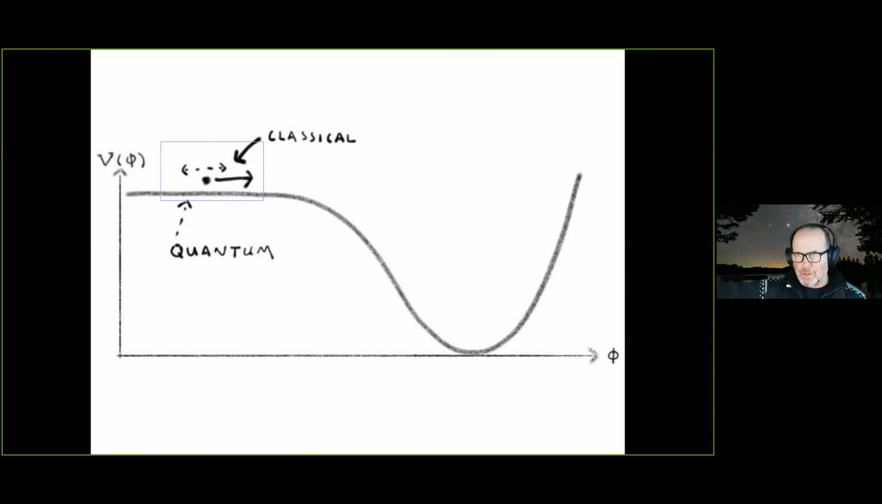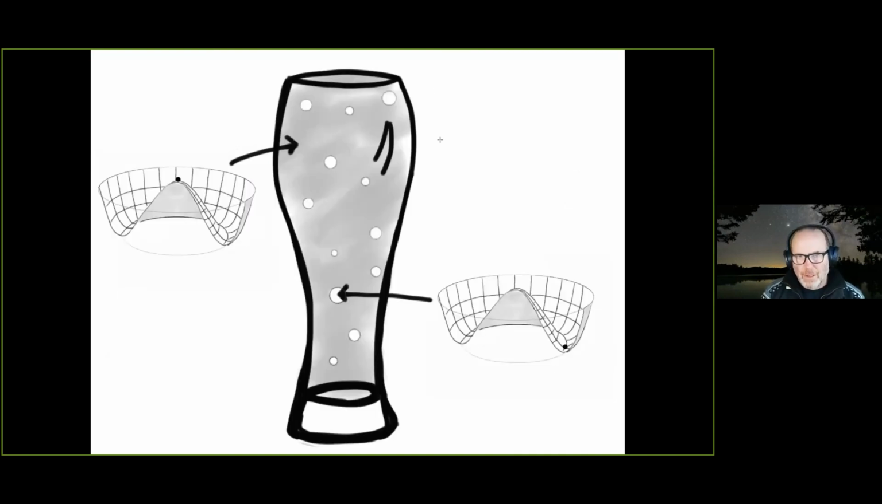And there's even more regions, and since it's exponentially expanding, you're creating new space exponentially quickly. And that expansion wins over the classical evolution. And so the picture you end up with is a multiverse. You end up with inflation ending in little bubbles.